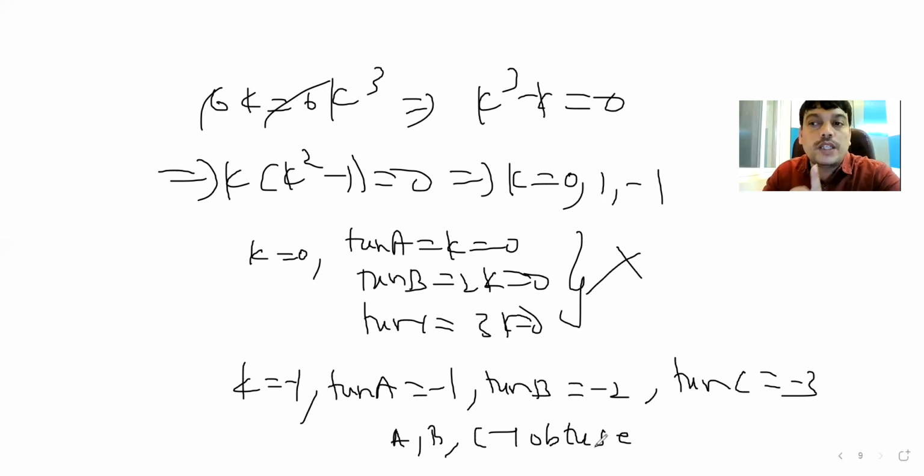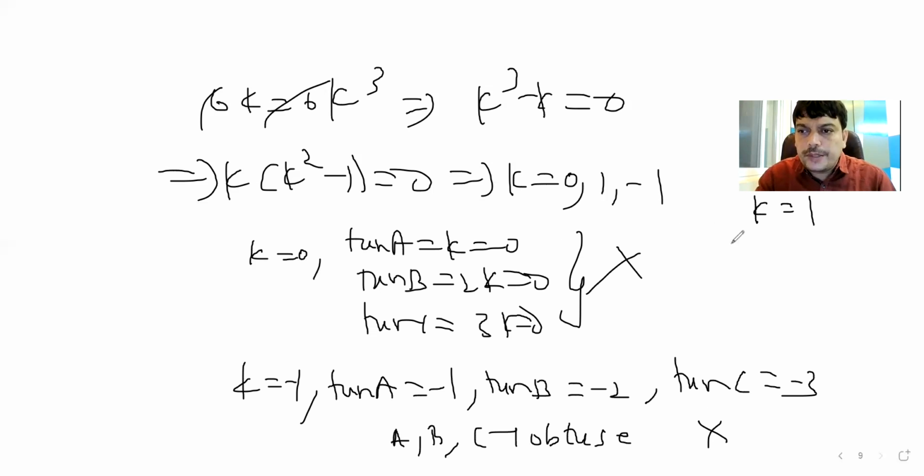But in a triangle we do not have more than one obtuse angle. So in a triangle we have only one obtuse angle. You cannot have more than one obtuse angle in a triangle. Therefore this is also ruled out. Then what is the other possibility you have? The only possibility that we can allow is k equal to 1.